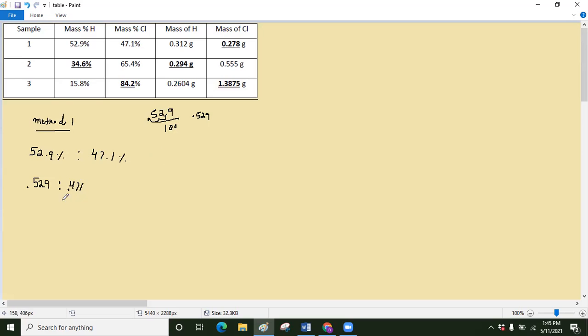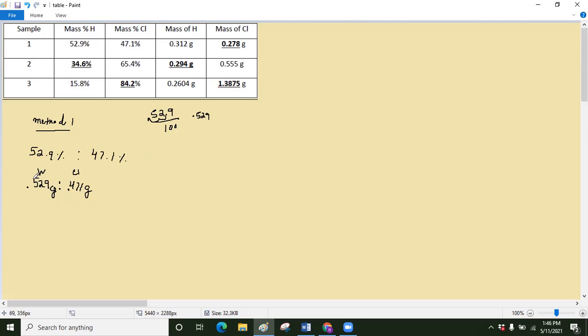And this is, of course, out of 100. So in this case here, we can divide. So this is hydrogen, and this is chlorine. And we always want the ratio to be expressed as 1 is to something. In other words, here we have 0.529 is to 0.471 chlorine, which I'm assuming is grams. But we want to say that, okay, for every one of hydrogen, how much chlorine will we have? That's a conversion factor, right?